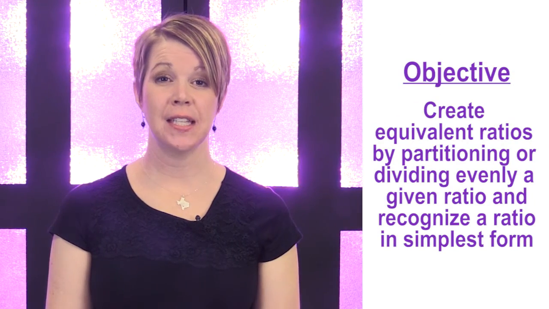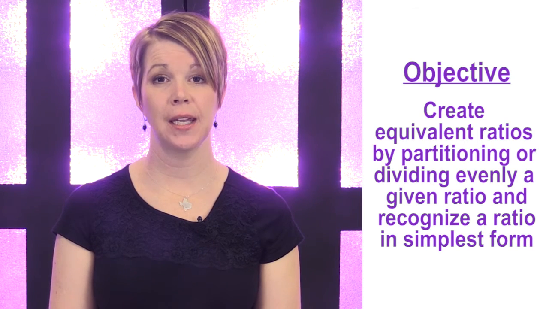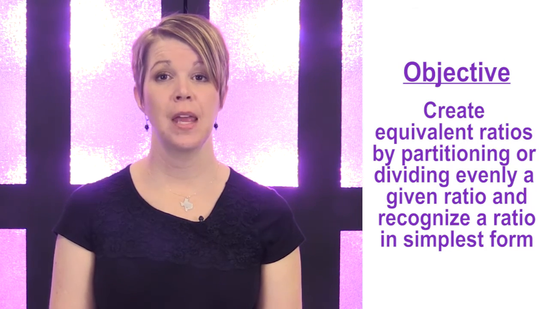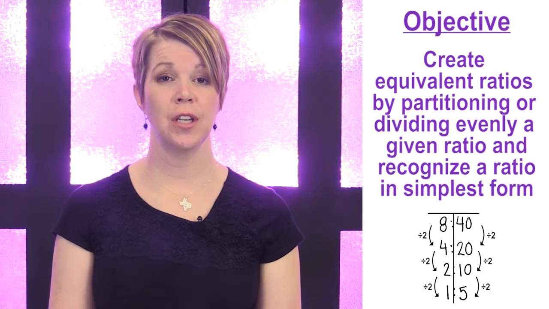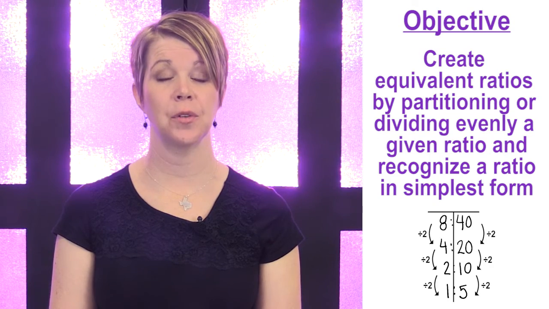The objective of this lesson was to create equivalent ratios by partitioning a given ratio and recognize a ratio in simplest form. We met this objective by partitioning ratios until we reached the smallest whole number comparison using counters and tables.